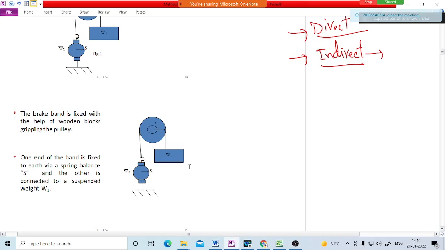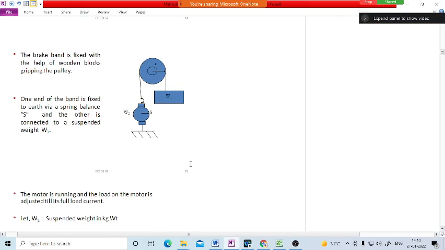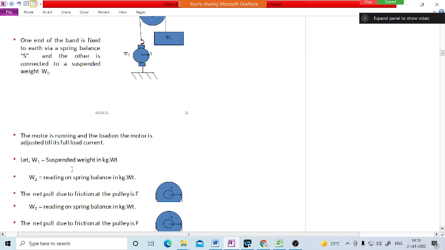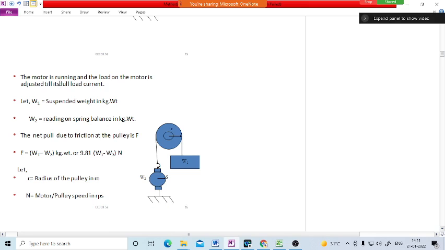Here we are applying the weight side, and the motor is running with the load, and the motor is adjusted to its full load. Here we are applying the load by means of applying the full current, so the motor is running and the load on the motor is increasing till its full load current. Here by applying the weight, we consider W1, and W2 is the other spring.